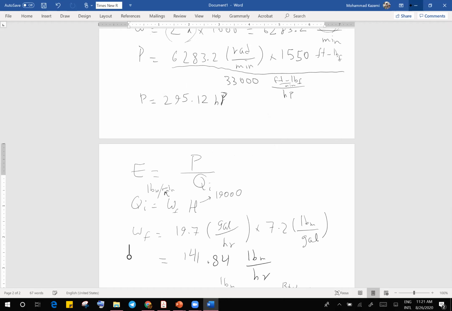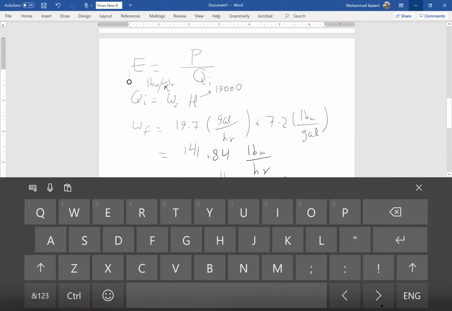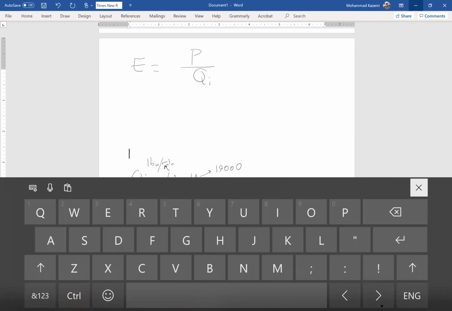The conversion that we have there, I forgot to put the minute. So feet pound force per minute to horsepower is 33,000 here also. Make sense? So Q_I is going to be in horsepower units. We should get 1059.16 horsepower.